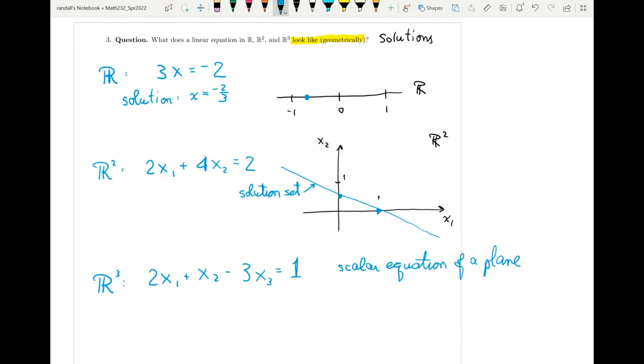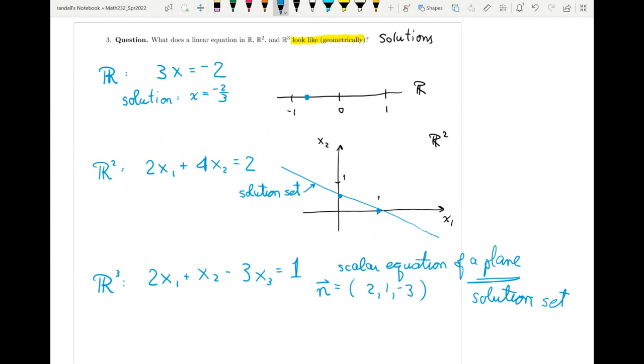The solution set, okay, the equation, the plane is the solution set. So it's the set of all points, that is, points with coordinates x1, x2, x3 that satisfy this equation. So the solution set is a plane. And just for reference, we can recognize that this plane has the normal 2, 1, minus 3. So you could make a sketch of this. I won't make a sketch of this. There's plenty of sketches in the textbook.